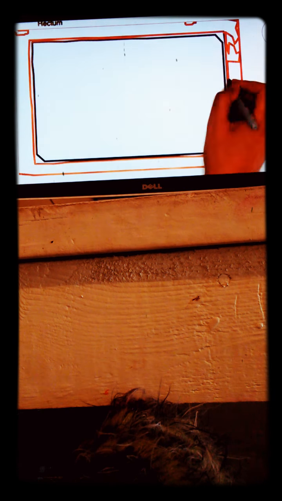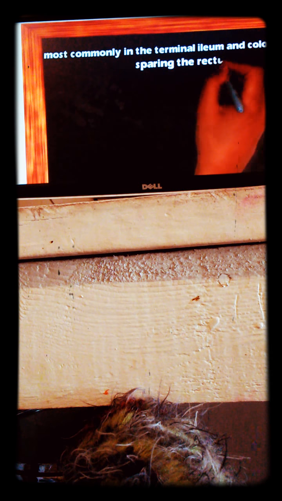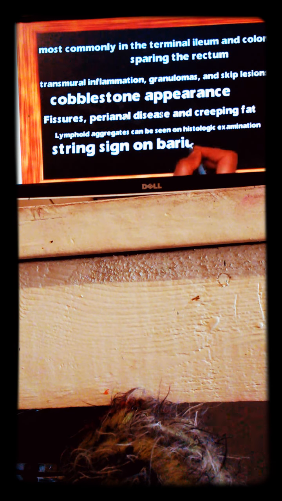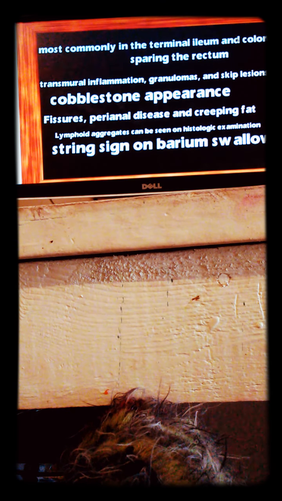To sum up, Crohn's disease most commonly manifests in the terminal ileum and colon, typically sparing the rectum. Characteristics of the disease include transmural inflammation, granulomas, and skip lesions. A cobblestone appearance is seen in the mucosa. Fissures, perianal disease, and creeping fat are also observed in patients. Lymphoid aggregates can be seen on histologic examination, while string sign on barium swallow can also indicate Crohn's.